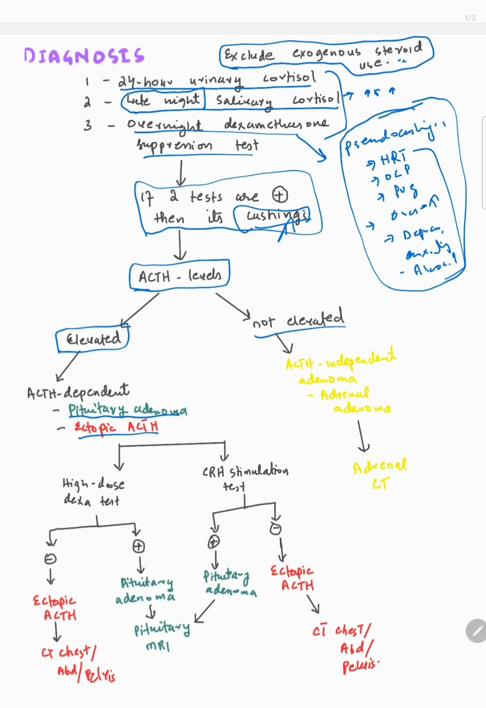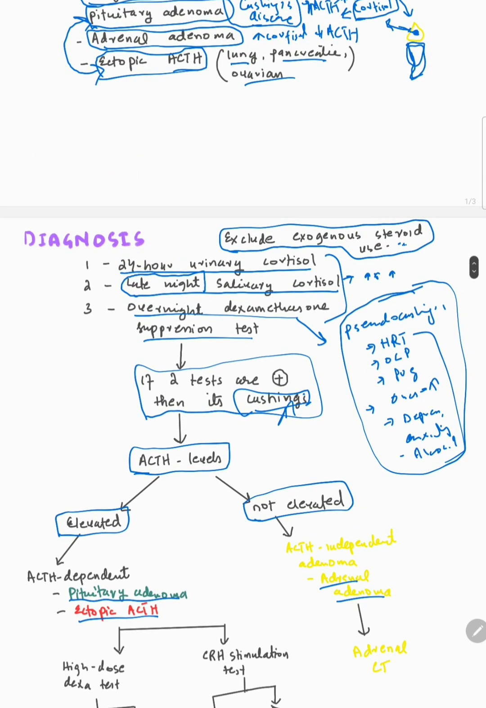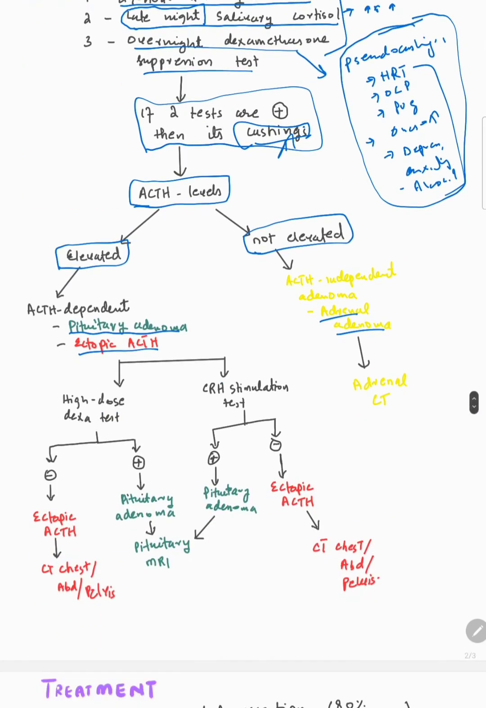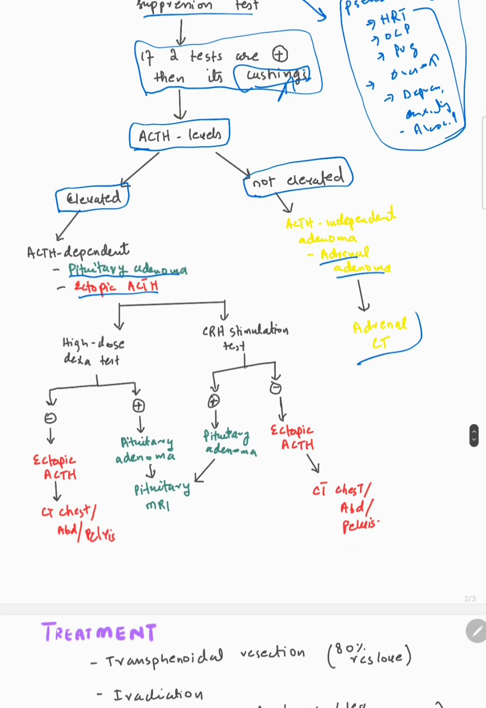And if the ACTH is not elevated, which means ACTH independent, for example, adrenal adenoma, like we talked about before. If there is adenoma here, ACTH will be suppressed because there is increased cortisol. So that will be adrenal adenoma. Just do adrenal CT and it may show the adenoma here.